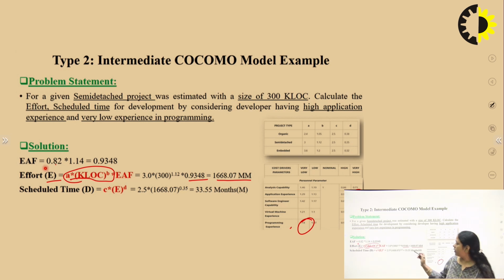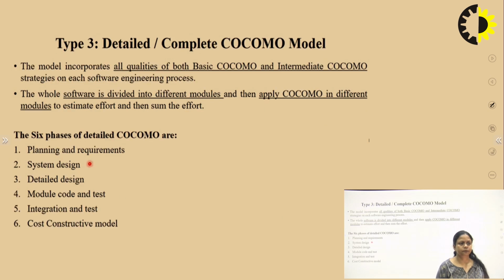So in the intermediate model we have a new factor, which is known as the effort adjustment factor, which is based on the 15 cost driver values. So we have to find out these cost factor values, multiply these factors, and find out the effort adjustment factor. Then we will calculate the effort with the help of the effort adjustment factor. And again we can find out the four terms of the Cocomo model.